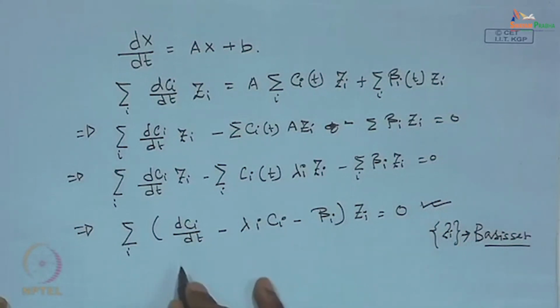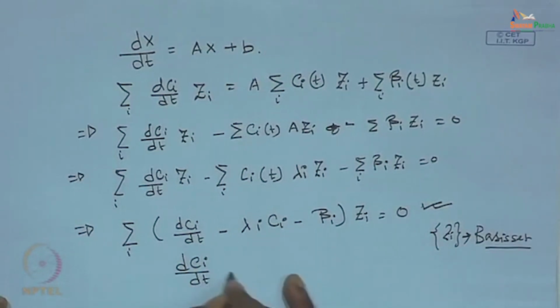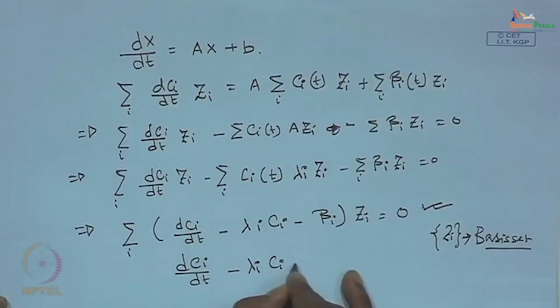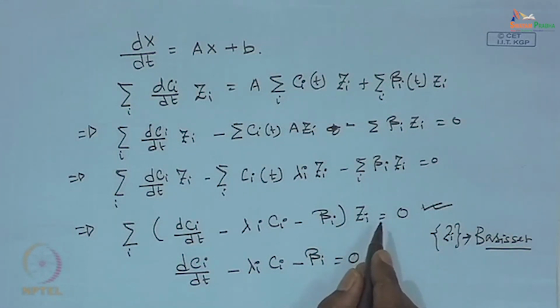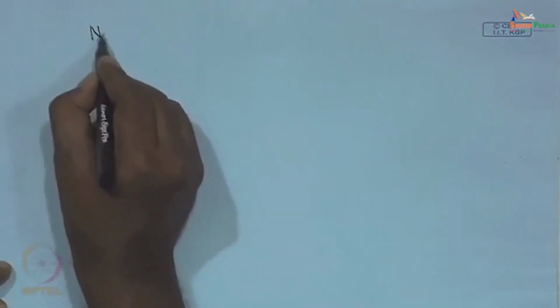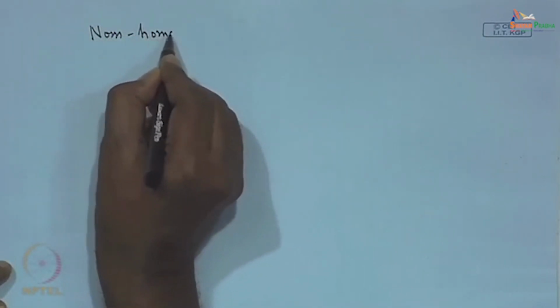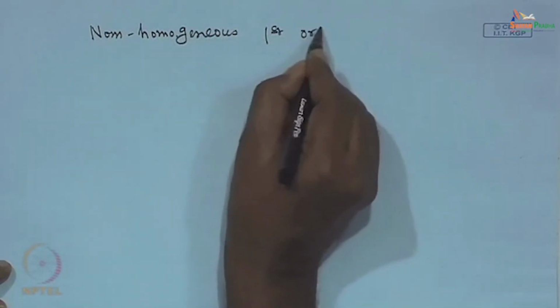So, therefore, we have the condition dc_i/dt minus lambda_i c_i minus beta_i should be equal to 0 in order to satisfy this equation, because the eigenvectors are a set of independent vectors. To satisfy this equation, all the corresponding individual coefficients must be equal to 0. So, we get an ordinary non-homogeneous first order ODE.